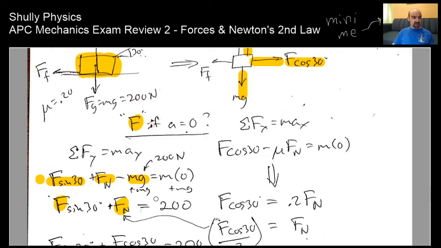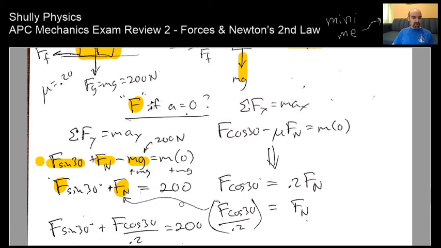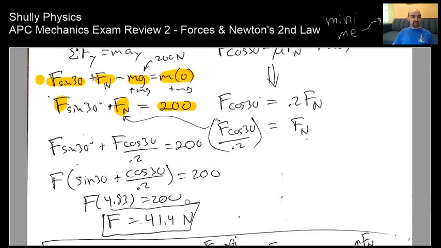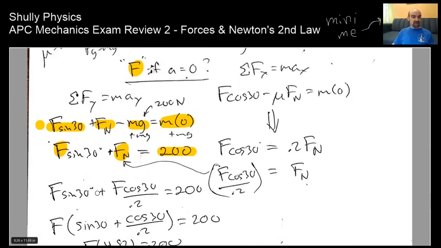The weight gets pulled over to the other side. The m times 0 is 0. My brain was going, there should be a 0 on the other side. No, we're going to pull the weight over. So the F sine 30 plus the normal force is equal to the weight down. So when we simplify as much as possible, we end up with just F sine 30 plus normal force equals 200.